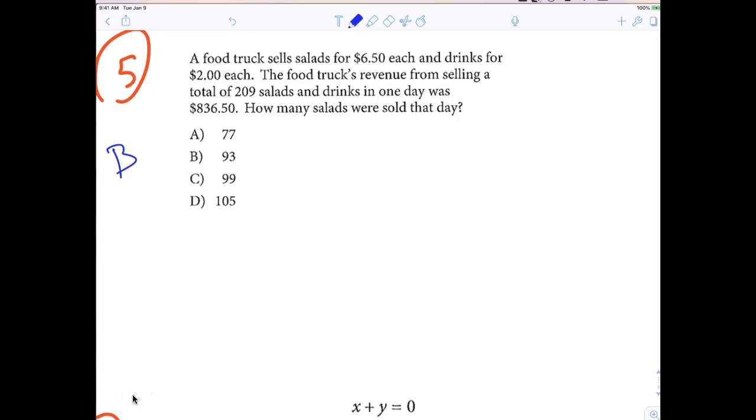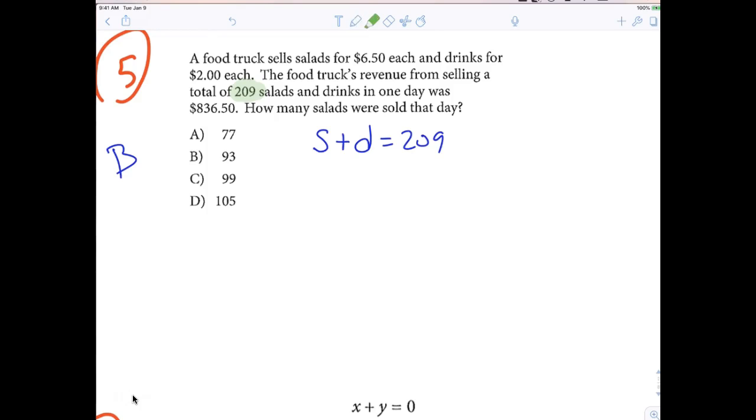So now again, the reason why this is important is because they switch the words up a little bit and try to confuse you. Money goes with money. Quantity goes with quantity. What does that mean? That means how many salads and, what are we talking about? Salads and drinks did you sell? 209. Is everybody with me? So we're talking about what? Salads and what? Drinks, right? So one of your equations should have been salads plus drinks is 209. So that was a quantity. How many of each do you have? Do you agree with that?